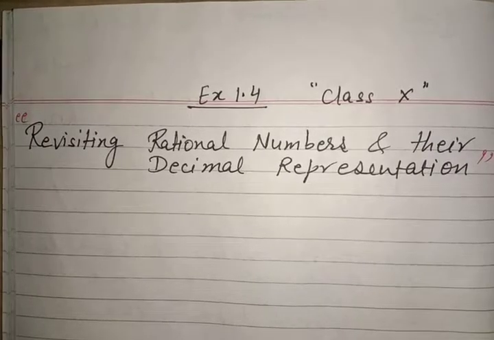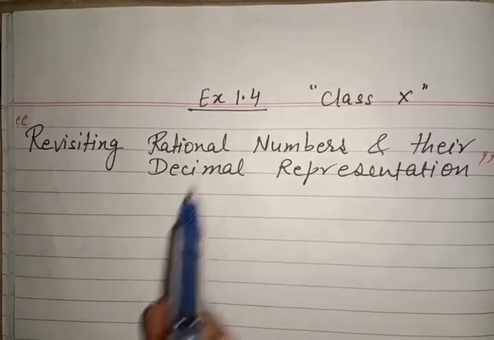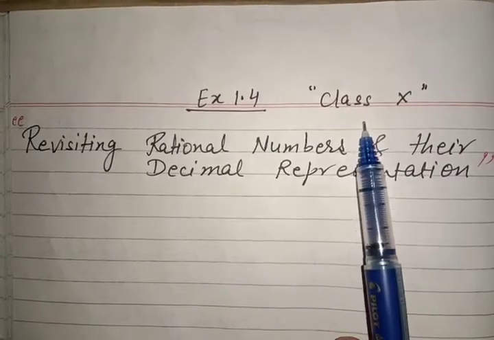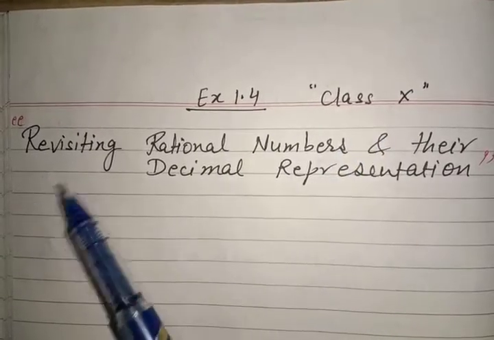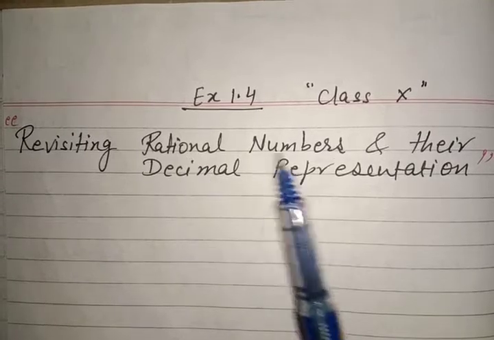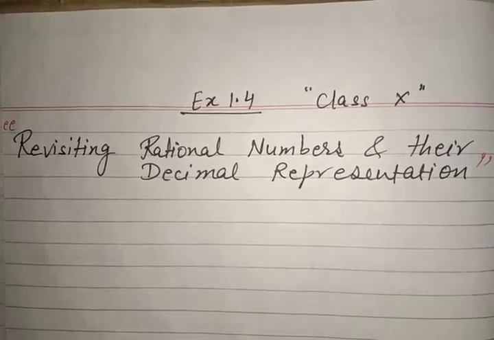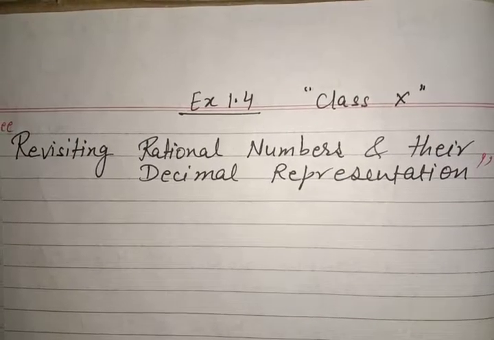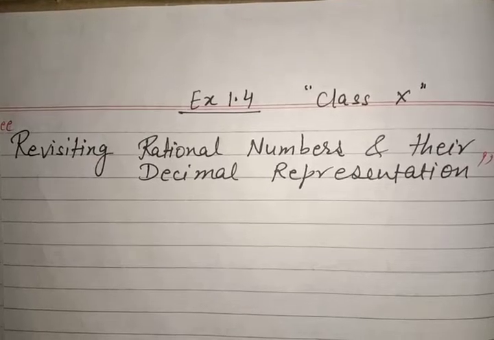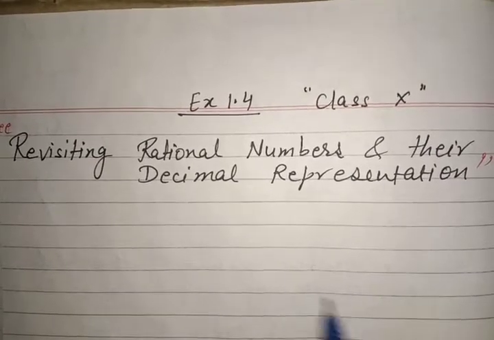Hello everyone. Today we will be doing exercise 1.4 of class 10th maths book NCERT, revisiting rational numbers and their decimal representation. Why have I written the word revisiting? Because you have done this in 9th also.